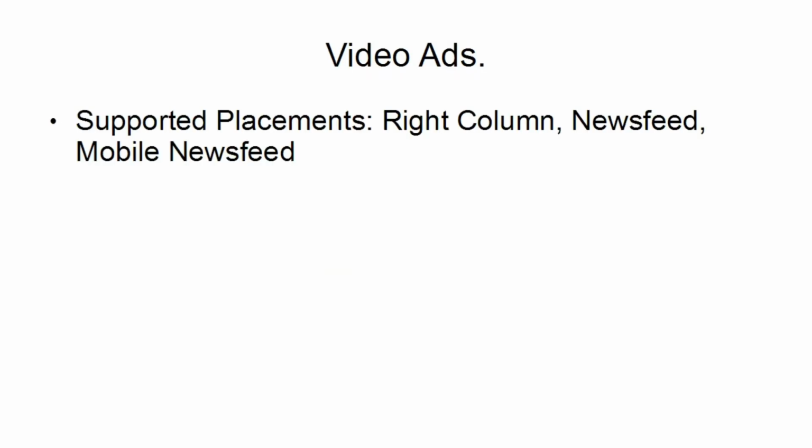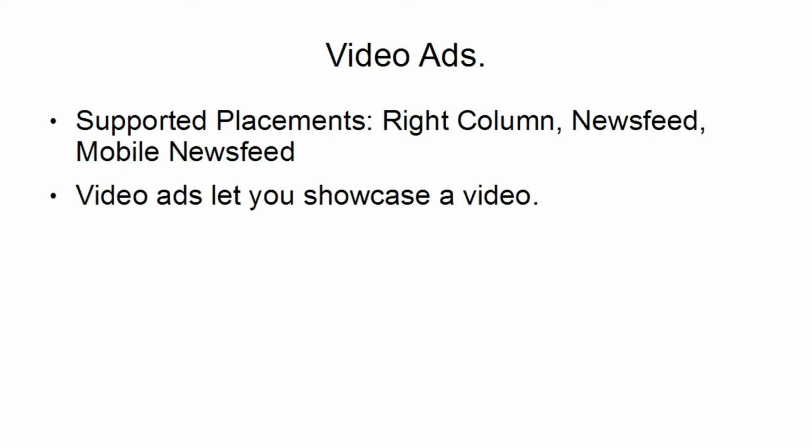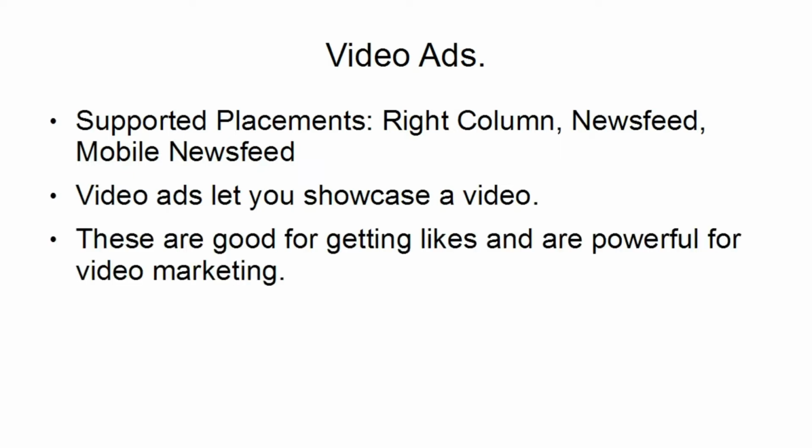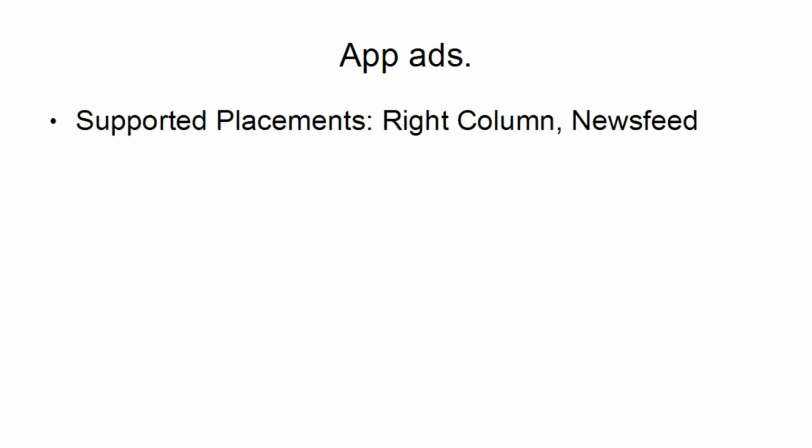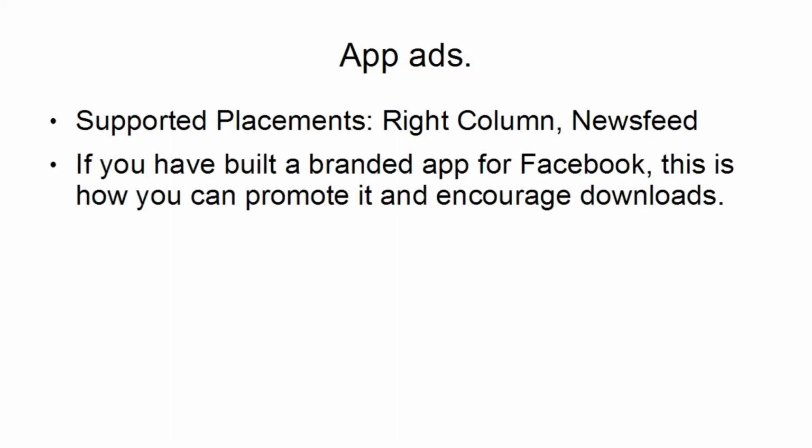Then there are video ads, and the supported placements are the right column, news feed, and the mobile news feed. And as the name would suggest, video ads let you showcase a video. And they're good for getting likes, and they're powerful for video marketing. Then there are app ads, and the supported placement is in the right column and the news feed. And if you've built a branded app for Facebook, then this is how you can promote it and encourage downloads.